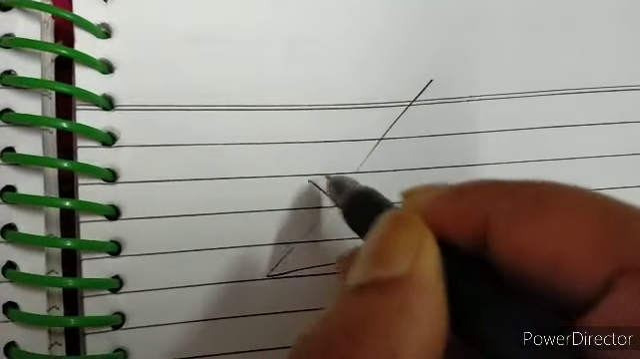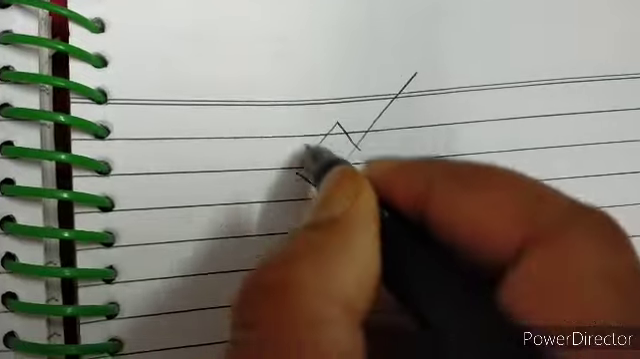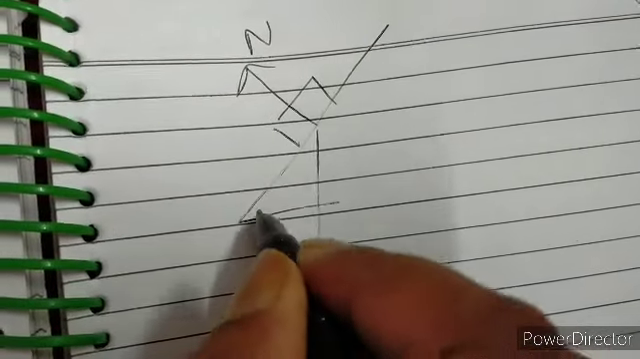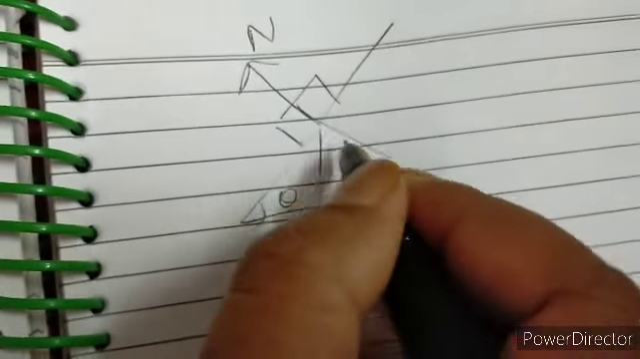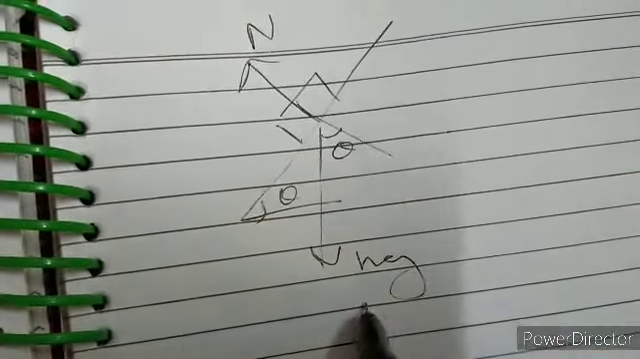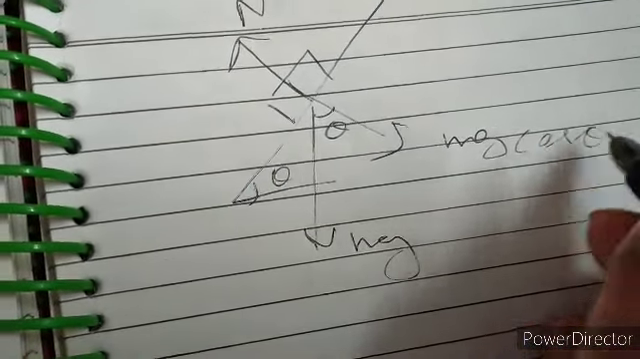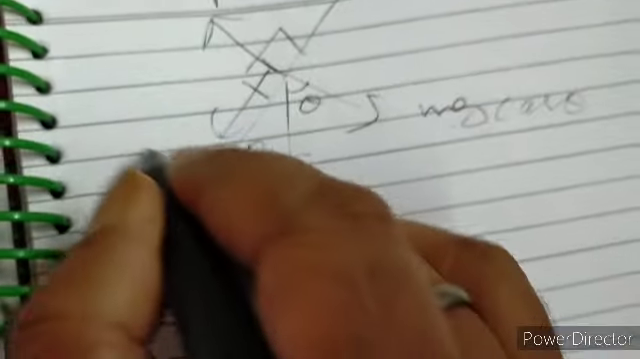Taking a case of an inclined plane. This is the body, normal reaction in this direction, and this is mg vertically downwards. This angle is theta. This angle will always be theta. The component of mg perpendicular to the incline is mg cos theta, and in this direction, mg sin theta.